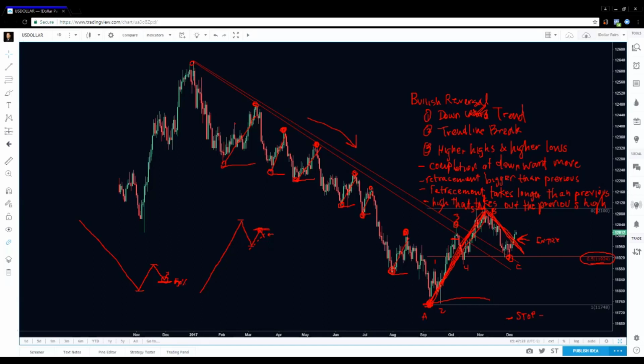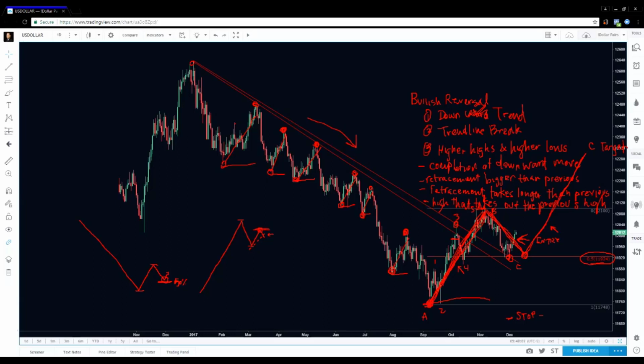Therefore, your target would be to project the length of this move off of this low. So you need to measure this move and then forecast it off of this low. And that'll give you your C, and it'll also give you your target. That's how you should start to look at that.